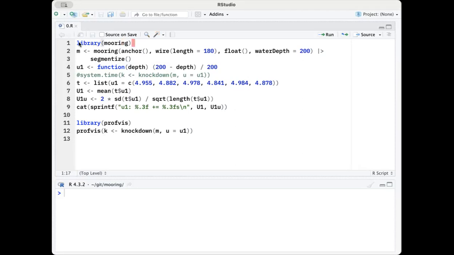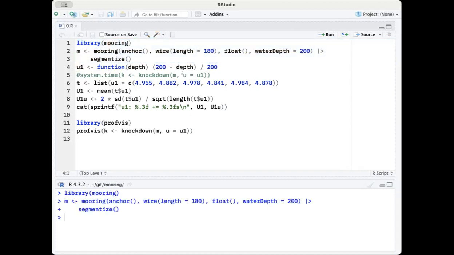So what I'm doing here in these lines, I'll just run the lines. Running that line, I'm asking for the library. And I've just created a mooring here with a default anchor, 180 meters of wire. Think of that as rope, but it's steel wire. And then a float, and I'm doing this in a water depth of 200 meters.